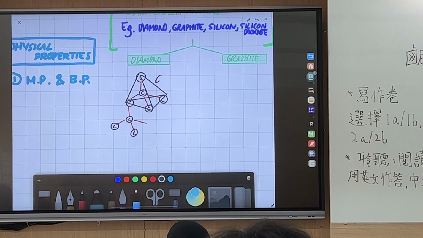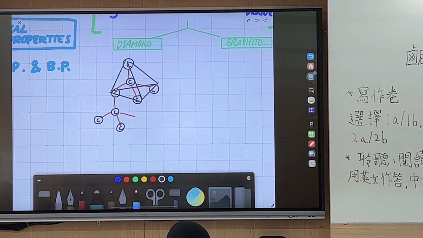Okay, so this edge here has the same length as all the other edges. So we call this a tetrahedron. So diamond is essentially a bunch of carbon tetrahedra connected, okay? So you might want to draw it like this. Yeah, so drawing it up to this point would be good enough.